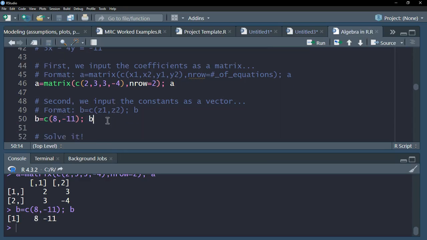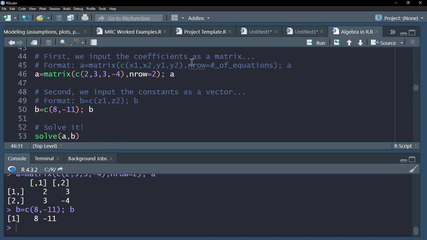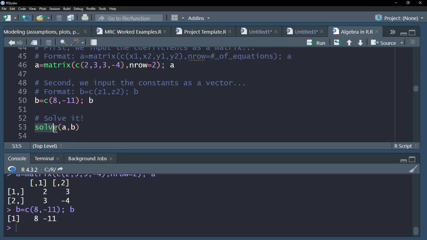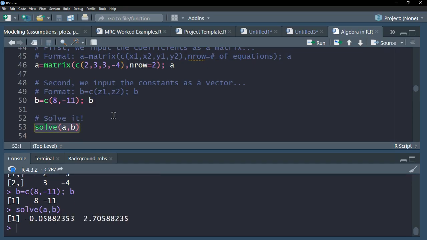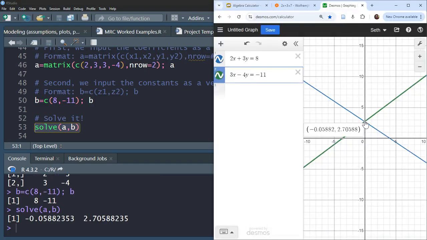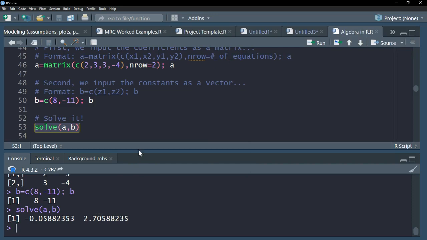So next we just solve it. A means what? A means this matrix of coefficients. B means these constants. What does the solve formula want? This function wants to get the coefficients, then it wants to get the constants. Let's see what we get. Oh, those are the numbers I was hoping to see. Let's just double check again real quick. We should be getting -0.05882 and 2.70588. Yeah, so we got exactly the correct answers.